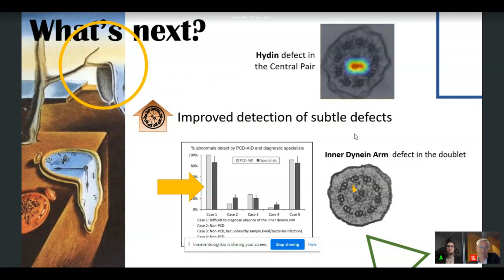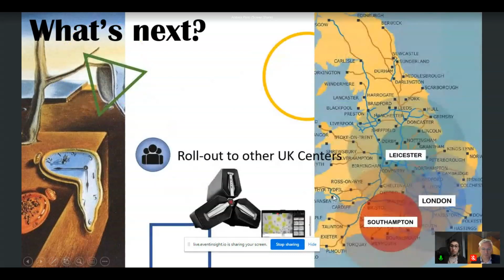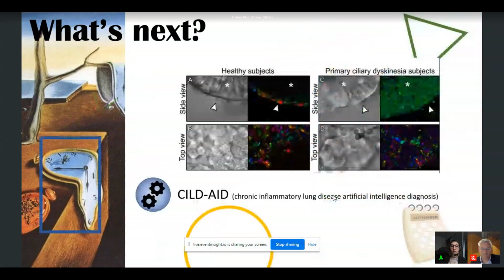If I can't detect them myself, I won't be able to feed it to the machine. So this is the realistic part of it. The central pair protrusions is one, and the inner dynein arm defects are another one where we already have very, very good results. We want to roll it out to the other UK centres. Currently, there is Leicester, Southampton, and London where we are, and we are talking to them about this. They know where we are, and they're very curious about it. We hope they can be using this model soon as well.